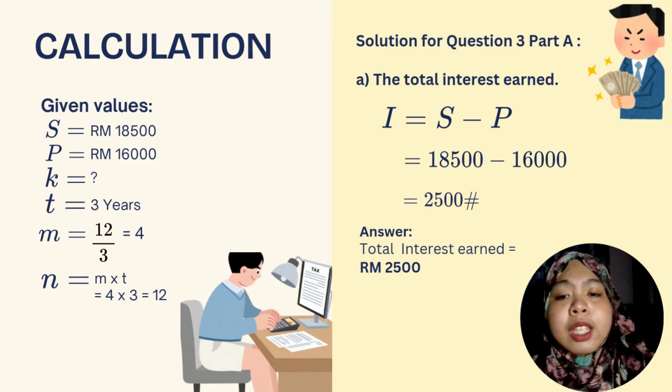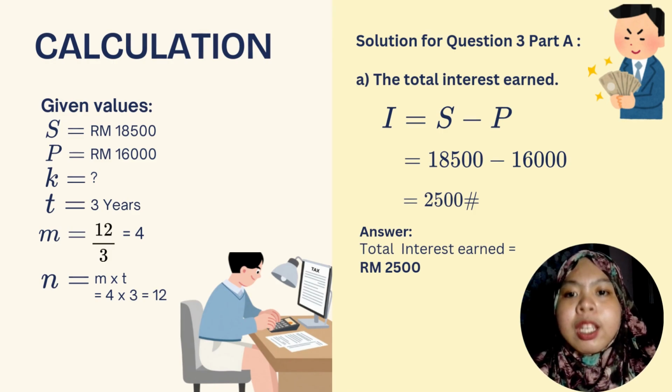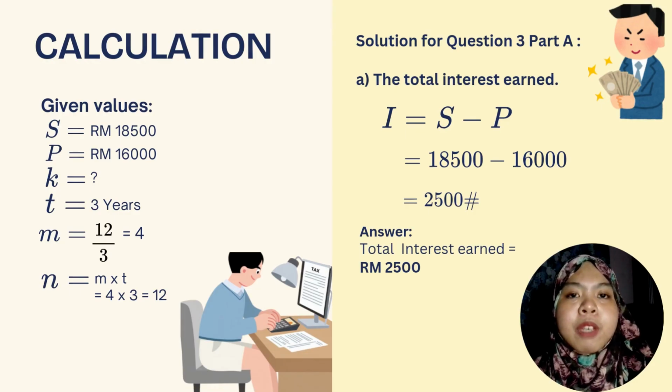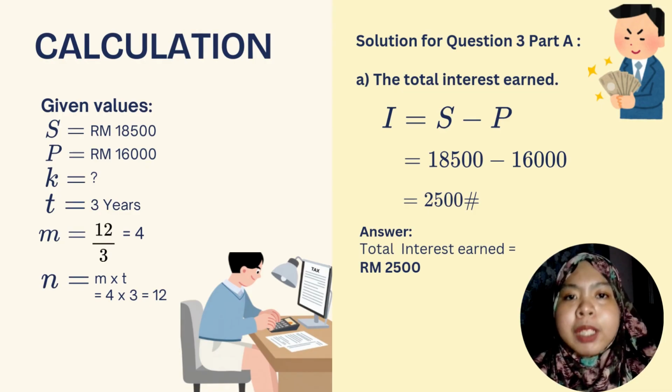S equals 18,500, P equals 16,000, K is the one that we need to find, T equals 3 years, M equals 12 divided by 3 equals 4. Why 12? It's because it was compounded monthly. N equals M times T equals 4 times 3 equals 12.